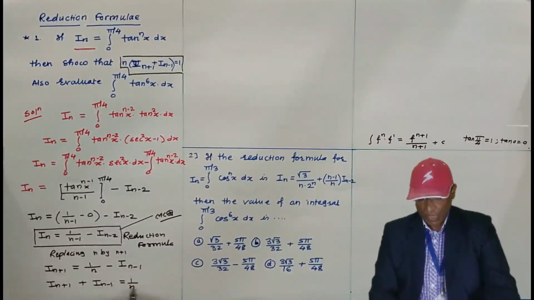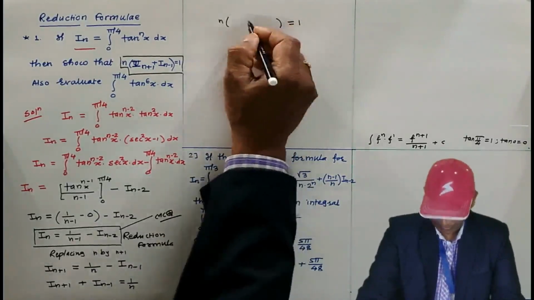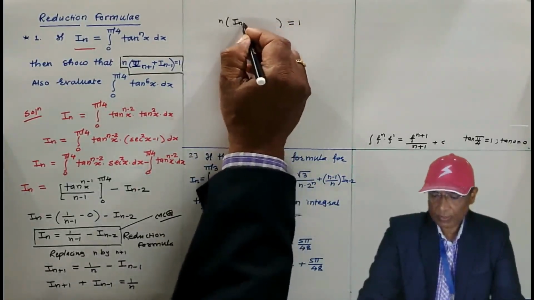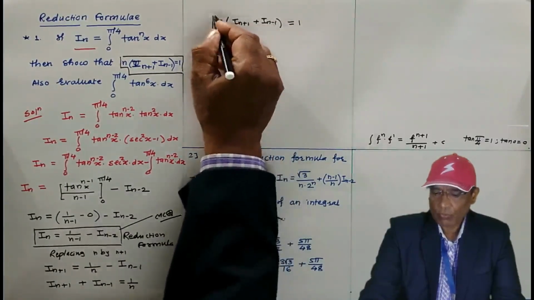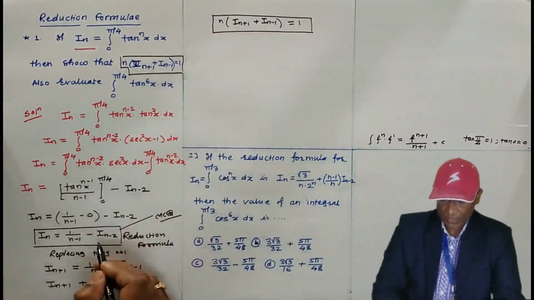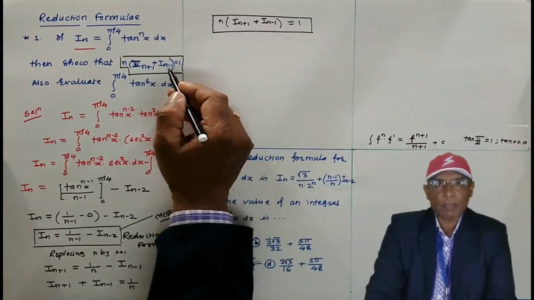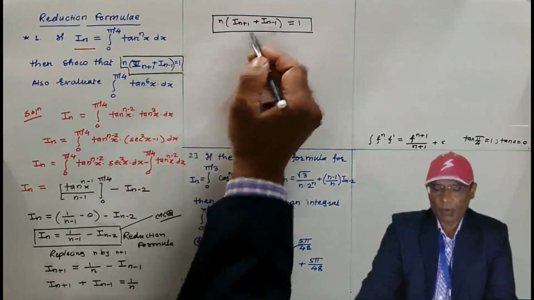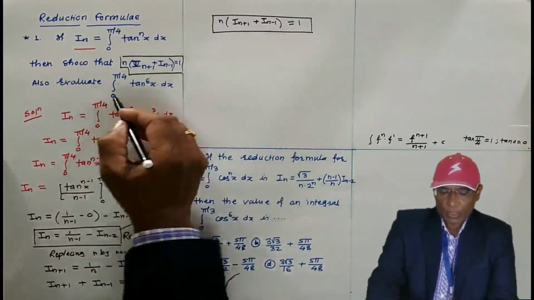Now have a cross multiplication. N is being shifted here. N multiplied by (In plus 1 plus In minus 1). So this is what we have to show. This is a reduction formula, and in order to get this relation, replace n by n plus 1 and we obtain this one.